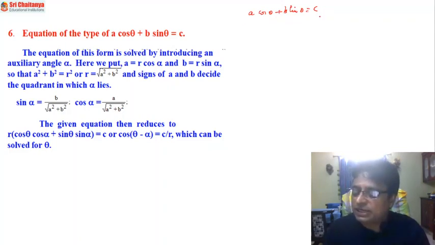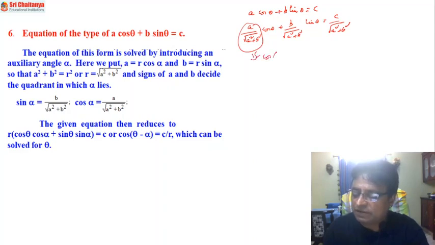It is also a single trigonometric equation with one variable. What is that variable? Theta. Here a, b, c are constants. And whenever this kind of problem is given, divide both sides by root of a square plus b square. Now it becomes a by root of a square plus b square cos theta plus b by root of a square plus b square sin theta equal to c by root of a square plus b square. If this is my cos alpha, then automatically the other becomes my sin alpha, or if it is my sin alpha, then automatically it becomes my cos alpha.